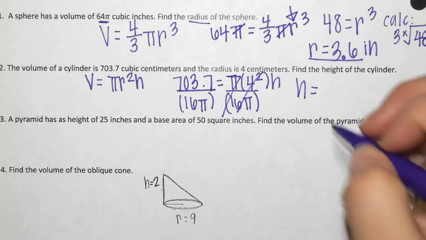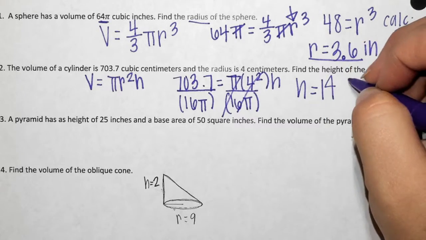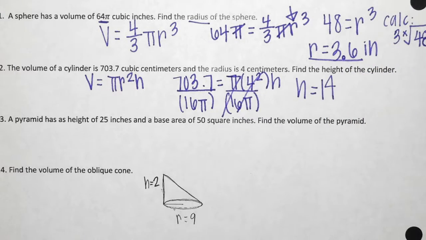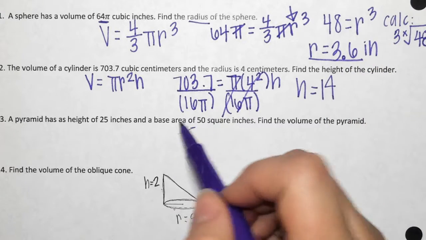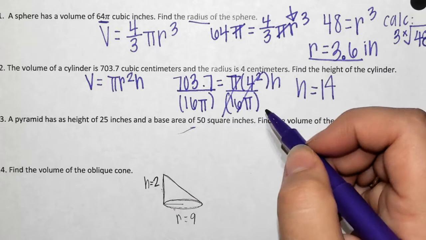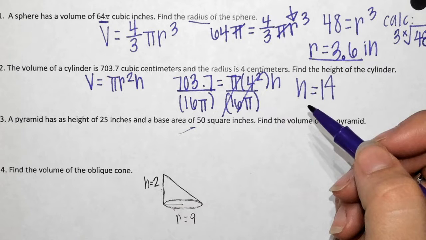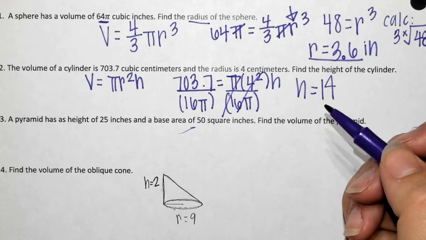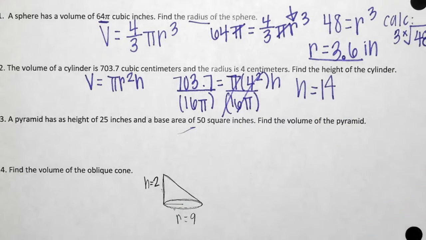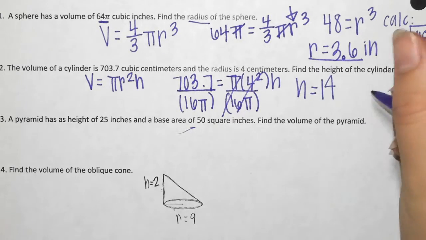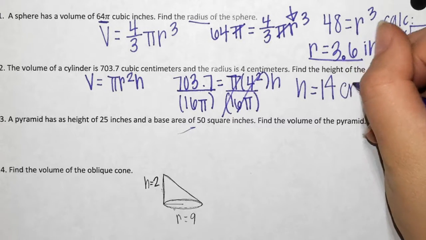I'm listening. How do you know when you're supposed to divide it by 2? When I have to divide it by anything? Or divide it by 2? Are you talking like the split it in half, like the hemisphere? It'll say hemisphere. Okay? All right, your height was 14 centimeters.